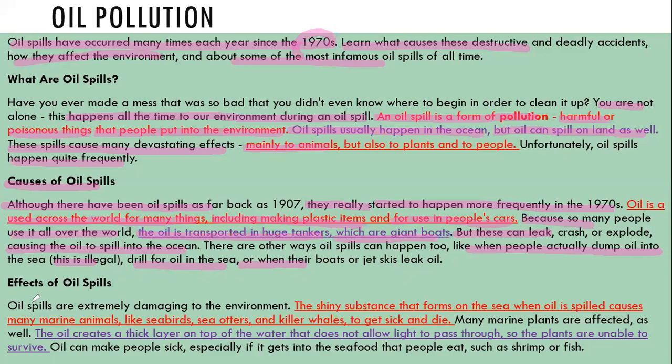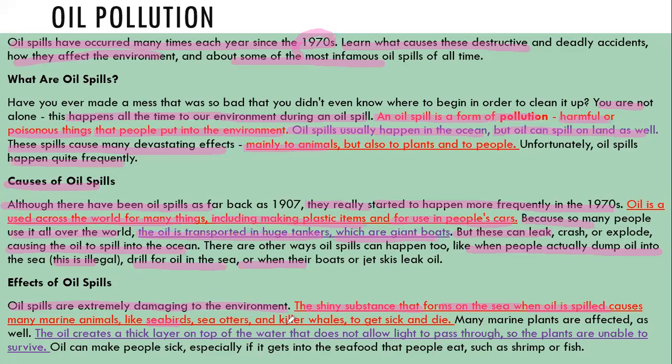Effects of oil spills. Okay, this is general, I'm not going to go into details. Oil spills are extremely damaging to the environment. Usually this oil is shiny. It creates a shiny black, not transparent, surface that forms on the sea, and an oil spill causes many marine animals like seabirds, when they go onto this shiny substance, it can stick to their body, and then they cannot fly, they cannot move, they stick to the water, and then they will die.